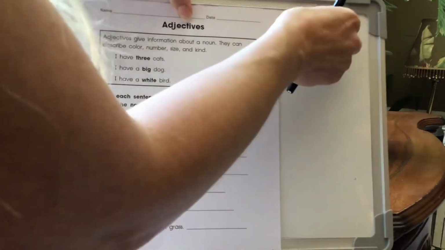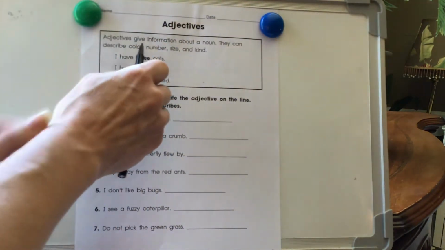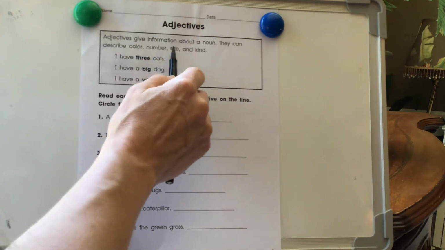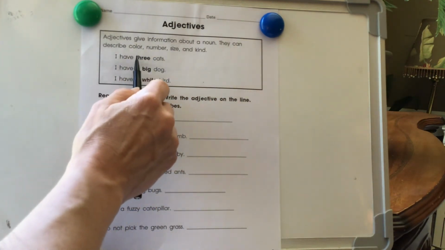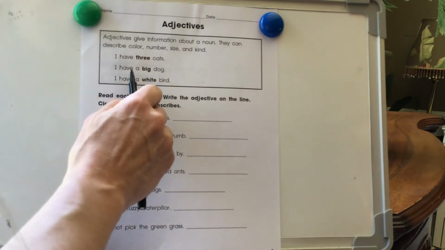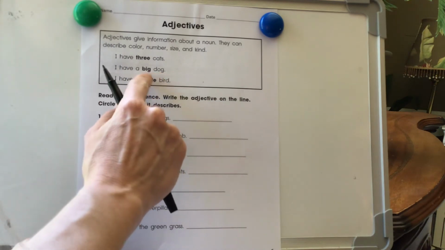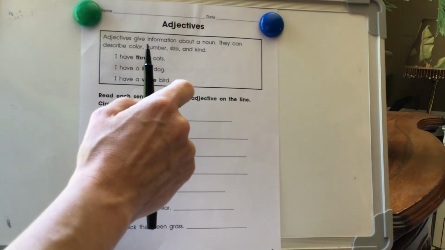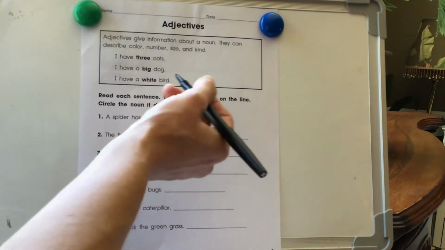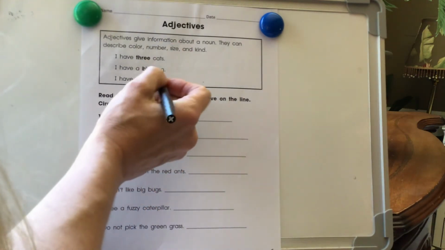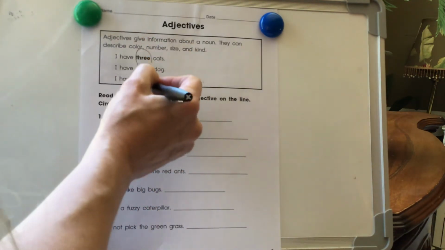Okay, let's take a look at our adjectives worksheet here. Again, it says adjectives give information about a noun. They can describe color, number, size, and kind. I have 3 cats. You could say I have cats, but we want to know how many cats. I have a big dog. You could say I have a dog, but let's tell us more about the dog. It makes your sentences more exciting and descriptive so that you can picture them and that you have a better understanding. I have a white bird. You could say I have a bird, but a white bird describes it. Those are all of our describing words.